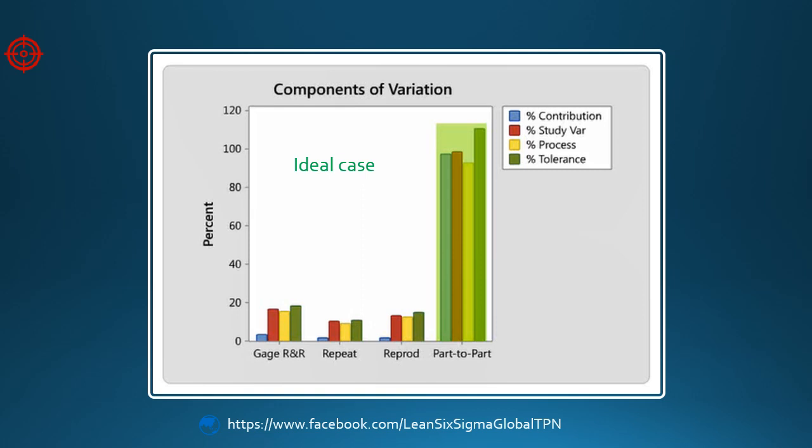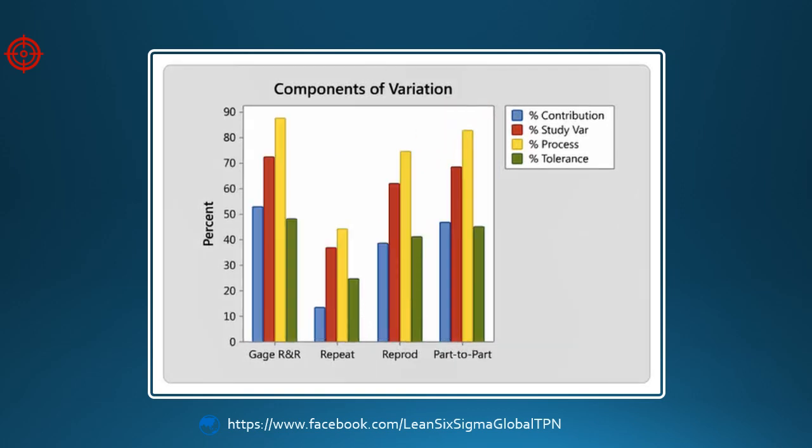Remember, some variation is always present in our parts. Ideally, our measurement system would be able to detect differences in parts collected from the process. If the measurement system itself has little error, most of the variation in our measurement is the result of real differences among parts. Let's look at the components of variation graph more closely for the data collected from the PCBA viewer measurement tool.